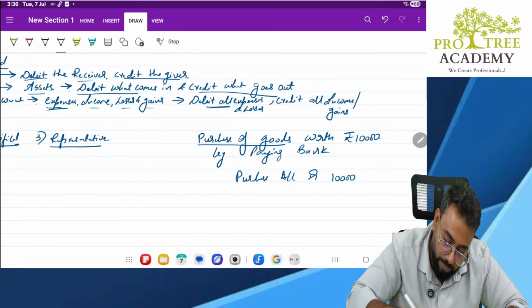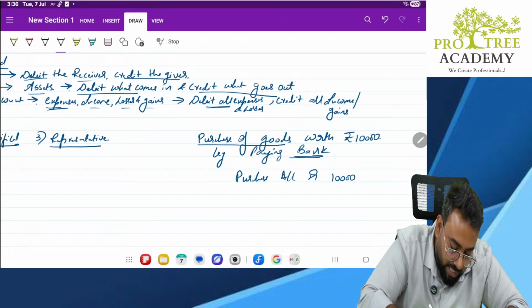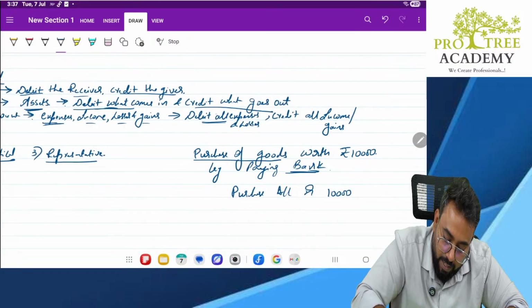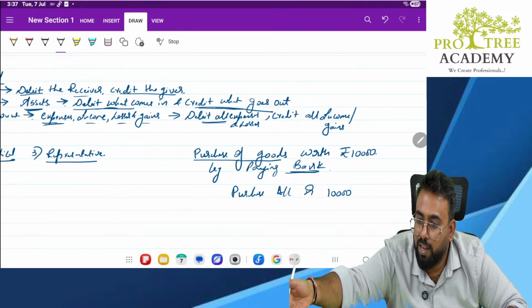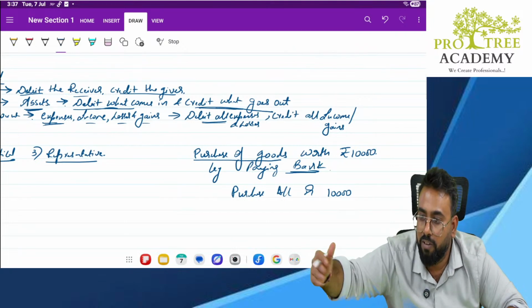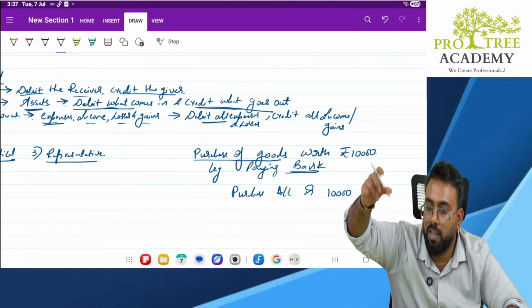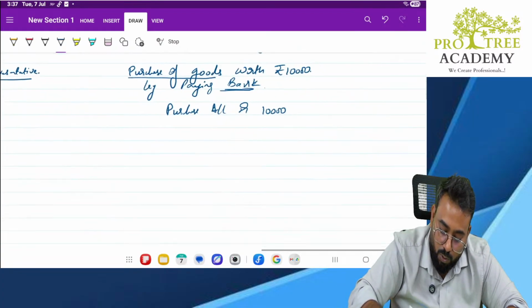Correct? No. By paying from whom? Bank. Correct? Bank is what? Asset. What does the asset rule say? Debit what comes in, credit what goes out. Your bank balance is going out or coming in? Going out. Why? Because you will transfer the money to somebody else. So the money in the bank will go out of the bank. Correct?